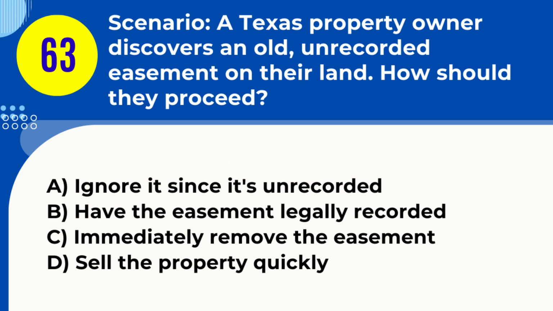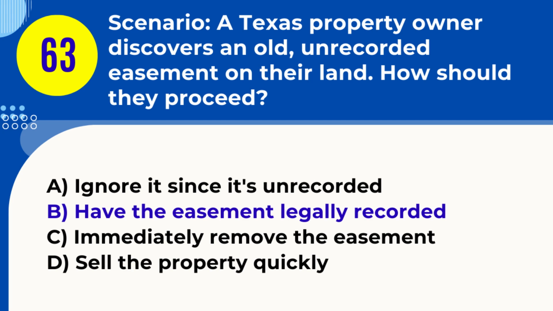Question 63. Scenario. A Texas property owner discovers an old unrecorded easement on their land. How should they proceed? A. Ignore it since it's unrecorded. B. Have the easement legally recorded. C. Immediately remove the easement. D. Sell the property quickly. Answer. B. Have the easement legally recorded.